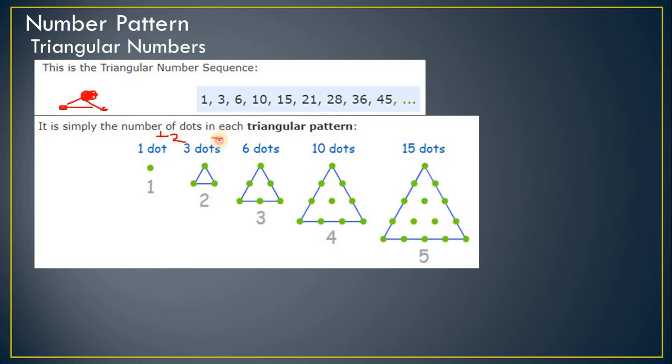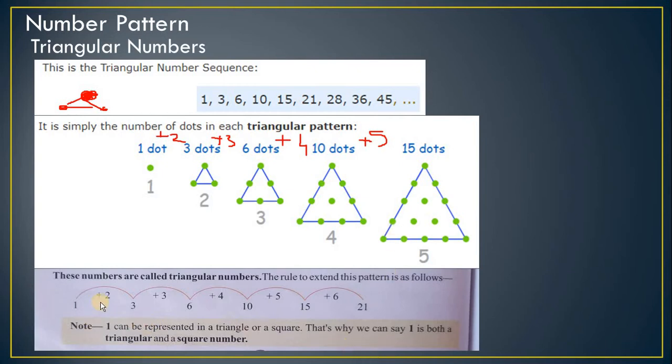To that 3 dots, if you add 3, you will get 6 dots, and by using that you can construct a triangle. To 6, if you add 4, you will get a total of 10 dots and you can get the triangle. To 10, if you add 5, you get 15 dots and you can construct the triangle. So there is a particular sequence. In 1, if you add 2 you will get 3. By using 3 you can get the triangle. If you add 3 you will get 6. Then again you add 4. So here you see the sequence: plus 2, plus 3, plus 4, plus 5, plus 6.